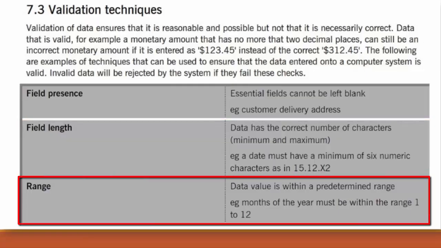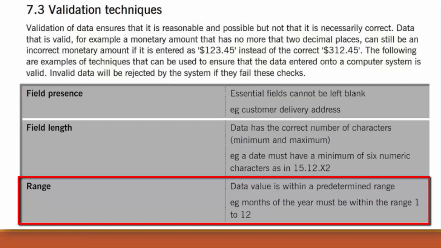Number 3, range check. What does this do? It checks if a number is within the allowed limit. There is a minimum and maximum value. Think of it like this. If you enter the month number, it must be between 1 and 12. If you write 13 or 0, error. Example 1. You type month equals 13, error. There are only 12 months.